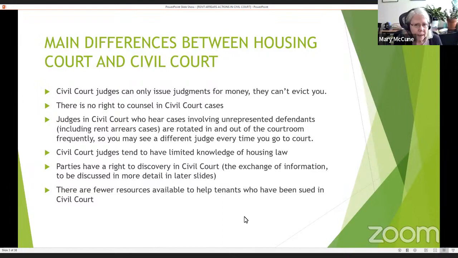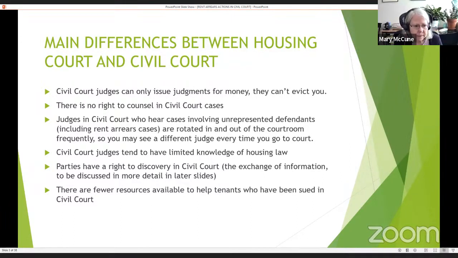Civil court judges tend to have limited knowledge of housing law. There aren't many of them that have spent time as housing court judges, though there are a few. And housing court cases just don't come up much for them, so they haven't really had to learn that area of law well.